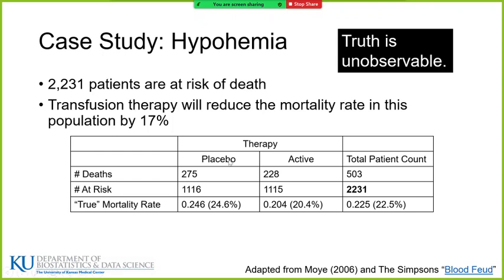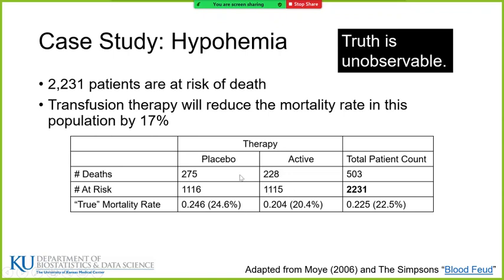What you often see when you're after these what are called binary outcomes, like whether an individual lived or died during a certain period of time, is this contingency table. So what we see here is we have two columns, one that describes the results of the placebo group and one that describes the results of the transfusion therapy group. So all 2,231 participants were randomized equally between these two groups. You can see we ended up with one more placebo participant than transfusion therapy participant.